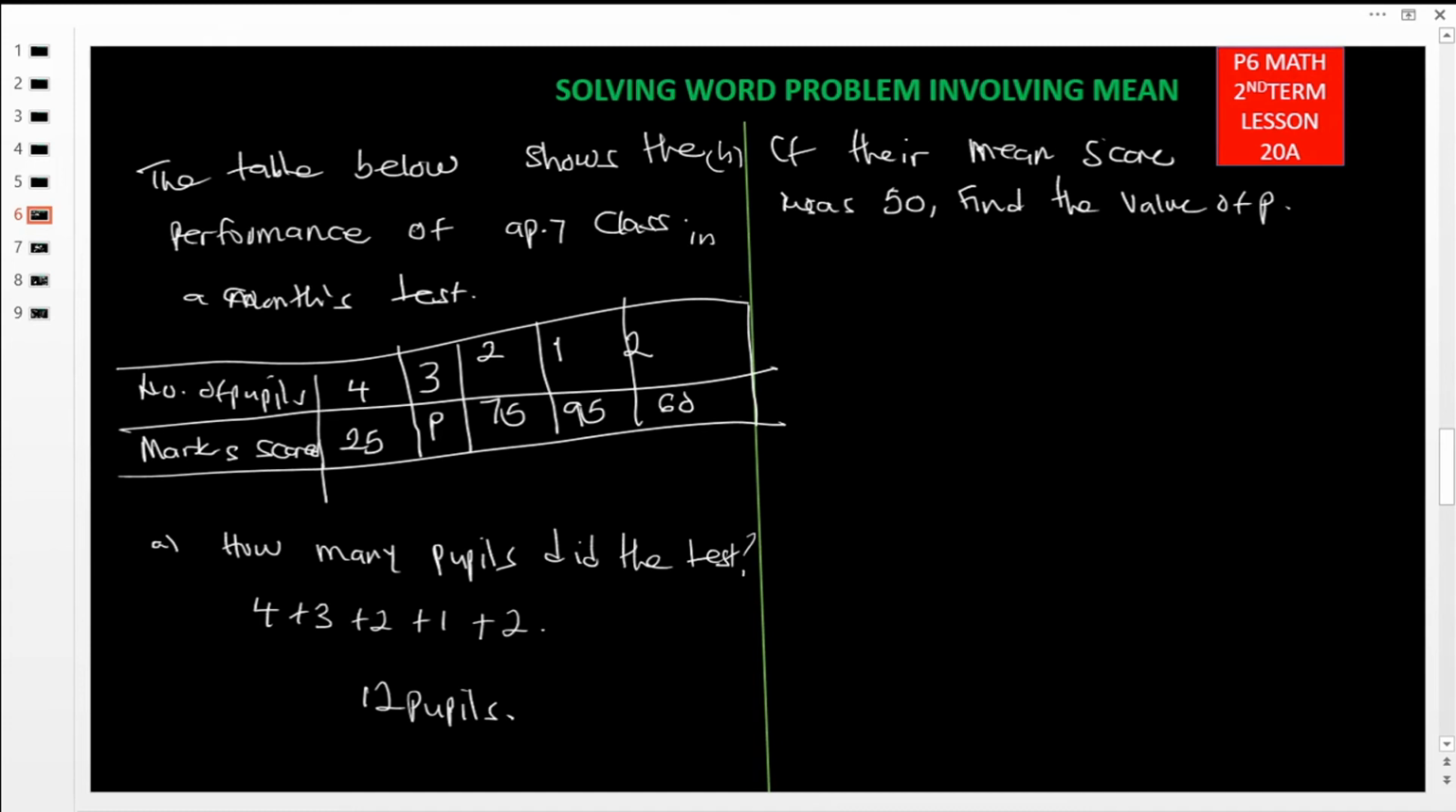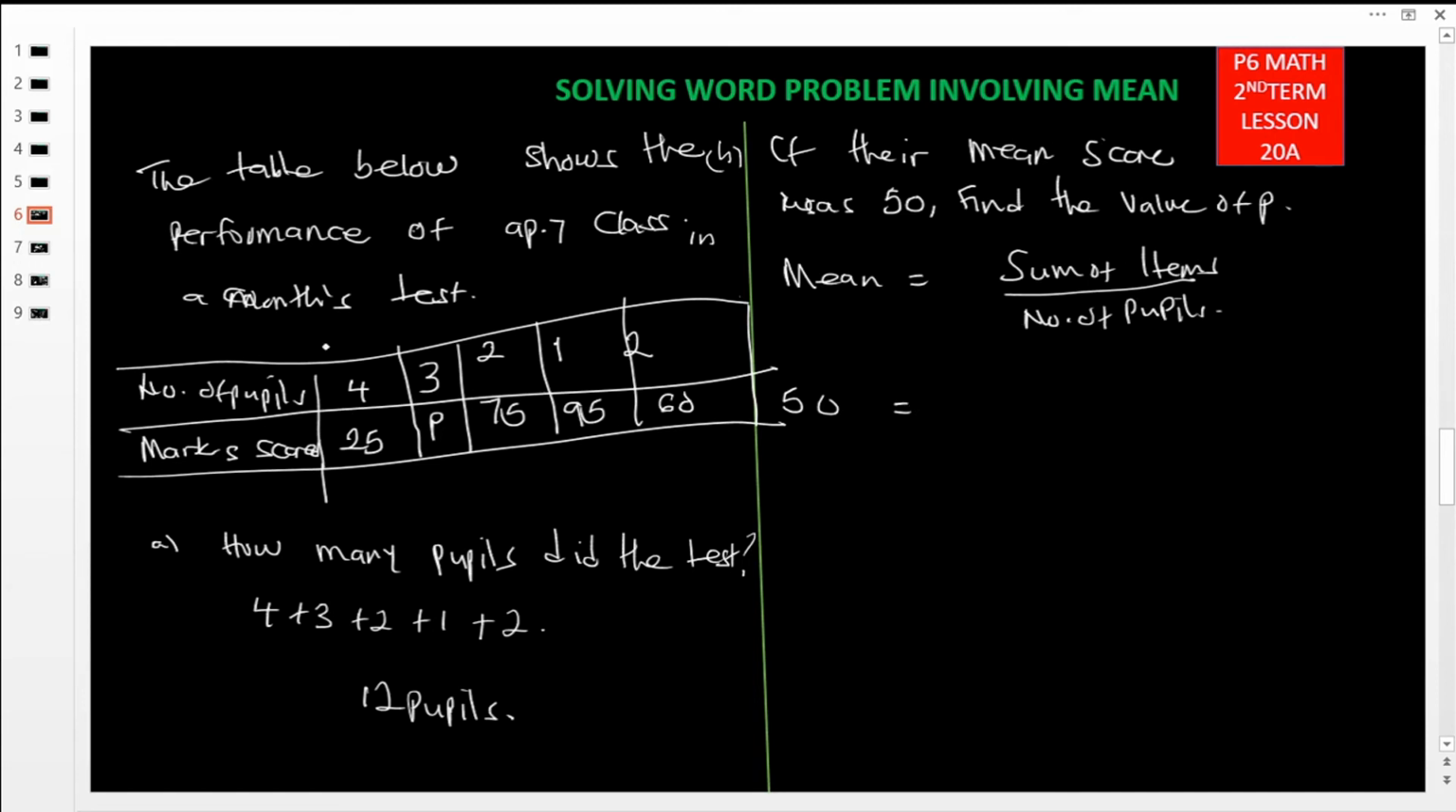Now here they are telling us that if their mean score was 50, how did they get 50? We know that mean is equal to the sum of the items we do have. Now the items, they are the marks over the number of items, and these items are the pupils, right? Now what is our mean? The mean is 50, therefore we are now going to get the sum.